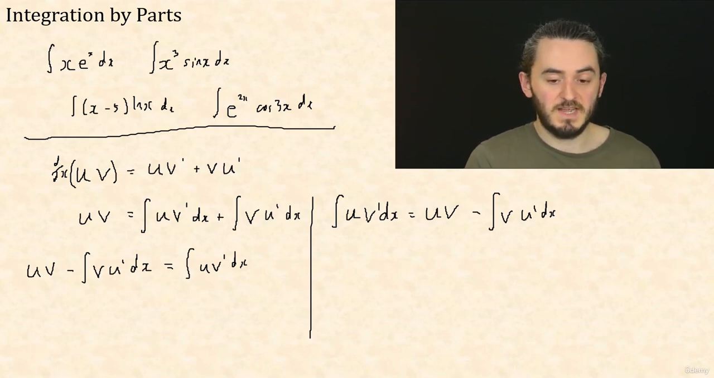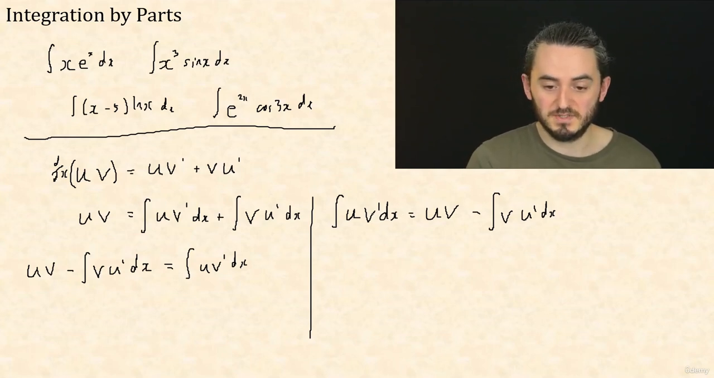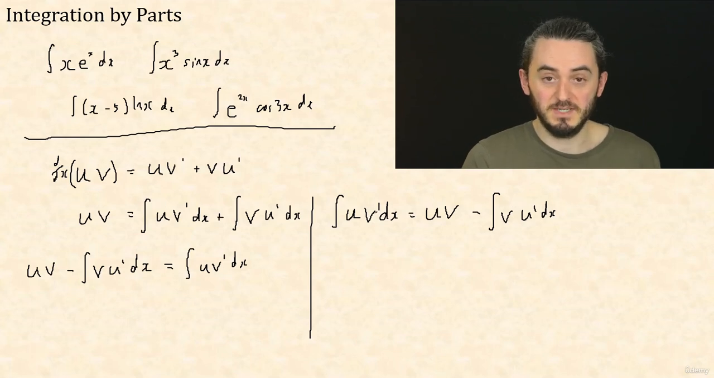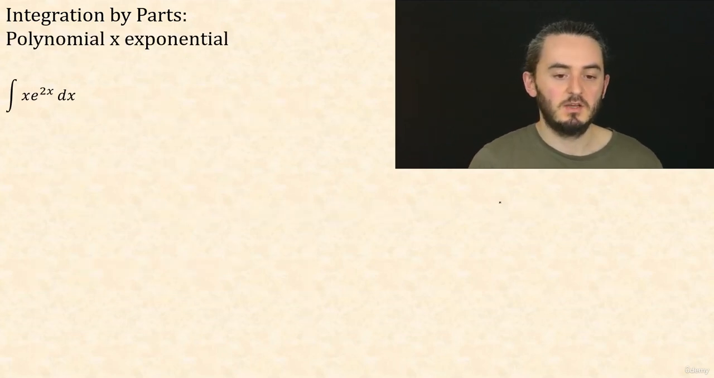And v dash should be something that you're happy to integrate. It doesn't make things much worse, because what happens to v is that we have the integrated form v here and here, because the integral of v dash is v. Okay, let's just apply this. It's much easier to see in application than in abstraction. So we're going to start by looking at polynomials multiplied by exponentials.